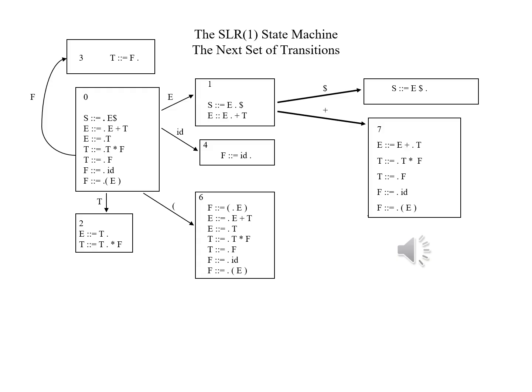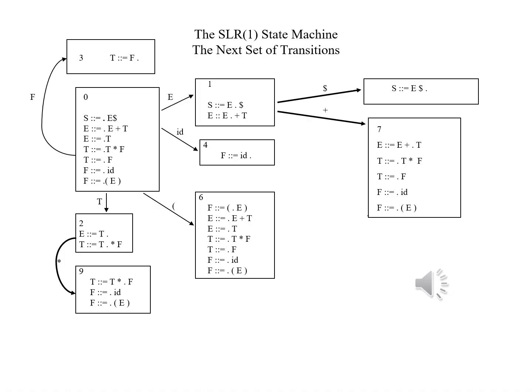Now let's look at the other transition from state 1. On plus, we will go to state 7. From E derives E dot plus T to E derives E plus dot T. With the dot now immediately before term, we need initial items for T. T derives dot T times F, T derives dot F, and again we'll need initial items now for F. F derives dot id and F derives dot open parenthesis E close parenthesis.